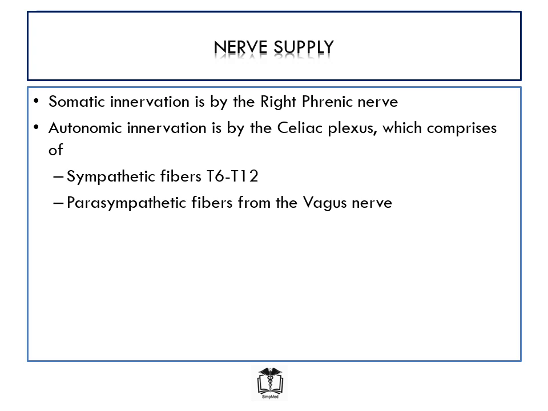The nerve supply to these structures is also quite similar, in the sense that for somatic innervation, they are all supplied by the right phrenic nerve. In terms of autonomic innervation, the supply is coming largely from the celiac plexus, which comprises sympathetic fibers and parasympathetic fibers. Sympathetic fibers of the celiac plexus originate from T6 to T12 nerves, and the parasympathetic fibers all come from the vagus nerve, which is cranial nerve 10.